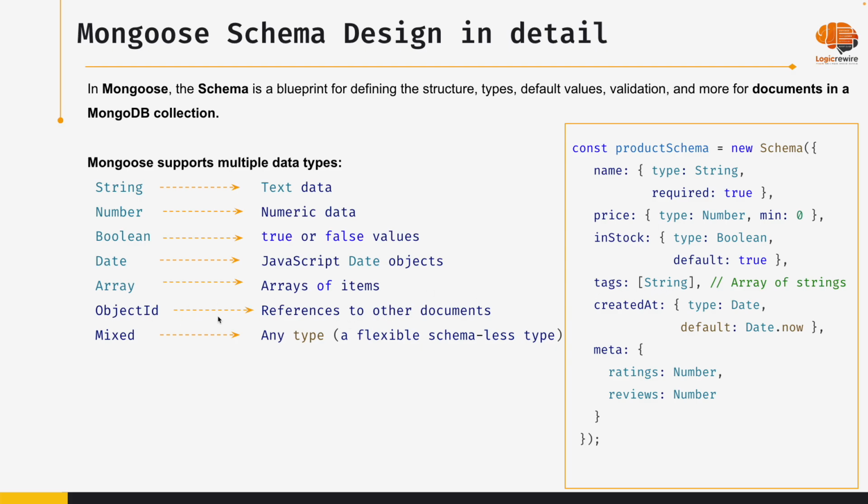ObjectId: whenever we store any data in a collection, any document, MongoDB automatically creates an ObjectId. Later, only with that ObjectId can we reference. Let's suppose I want to go from one table to another table and reference it. I'll tell you an example.